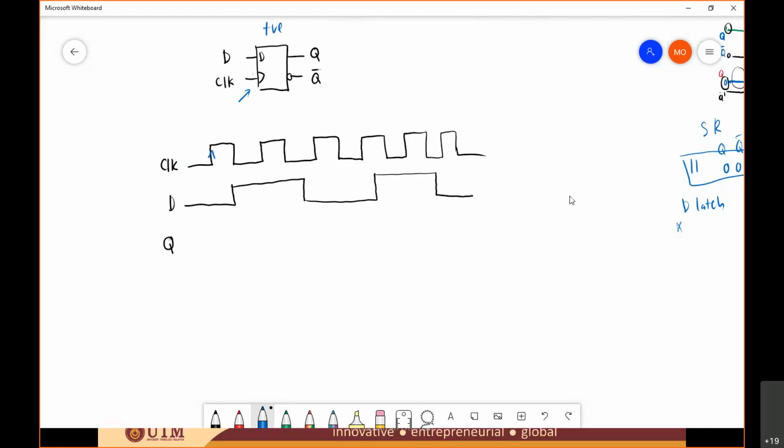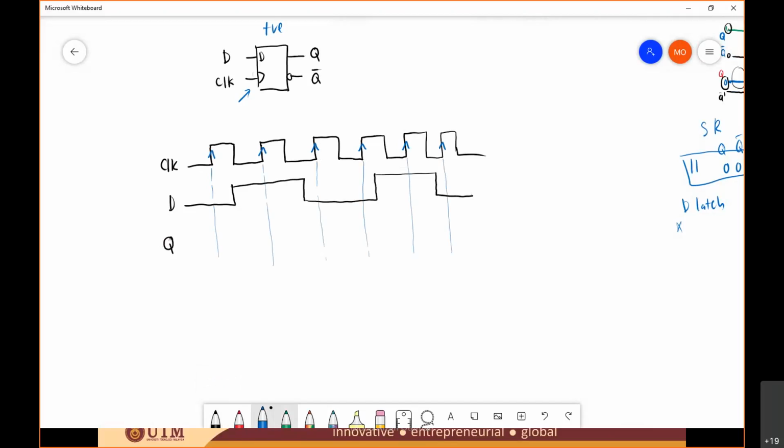So rising edge, kamu lukis dulu rising edge, identify kat mana dia punya rising edge from your clock's input. Okay, so this is your rising edge. So once you dah lukis dia punya rising edge, then you draw a straight line. Yang ni kita draw straight line dekat clock input sahaja. And then once you finish, after that barulah kita dapatkan kita punya Q.